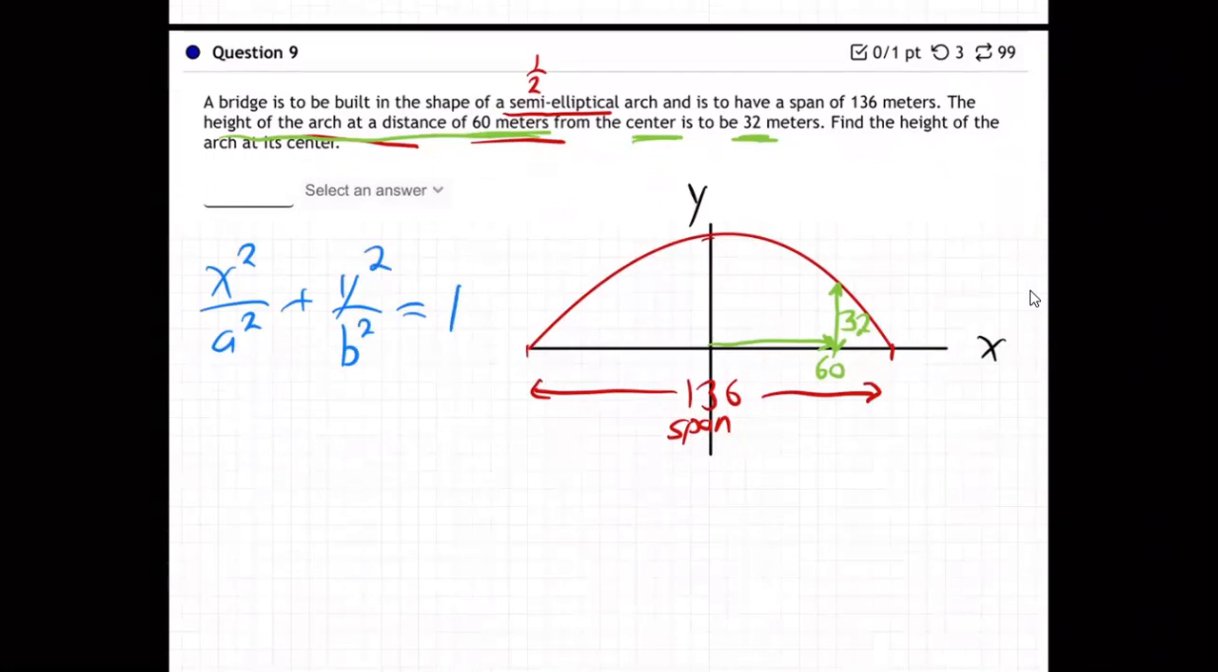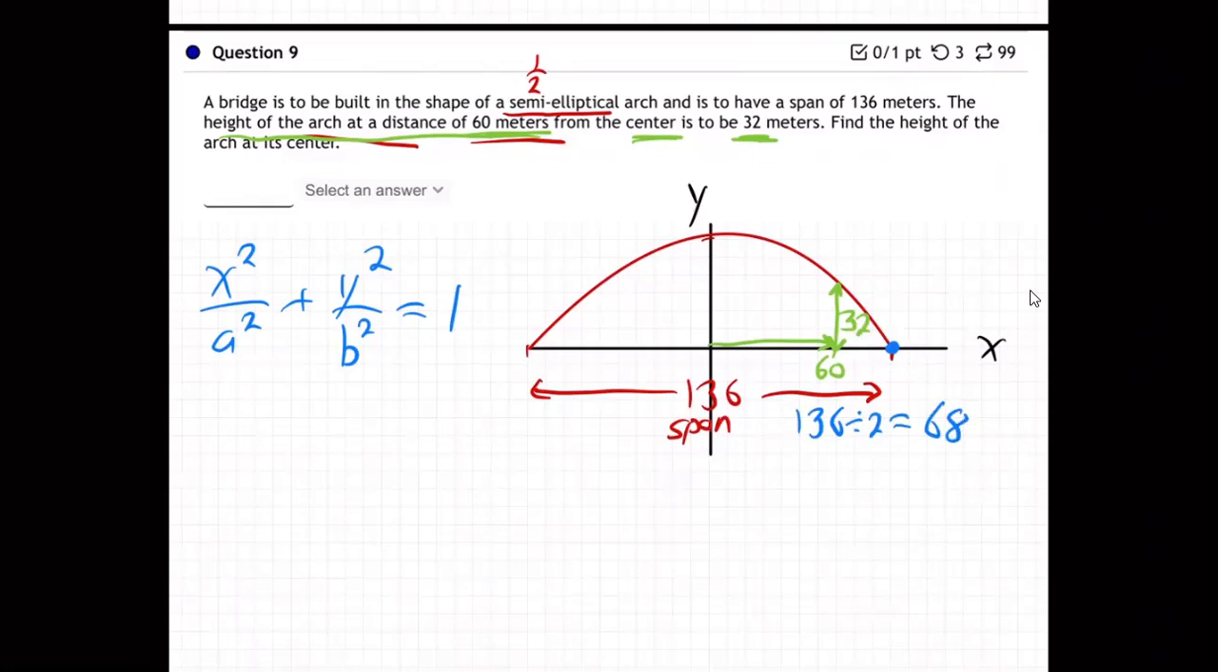That's the equation of the ellipse. That's the half ellipse equation. Okay, do we know anything at all about this? It's centered at the origin, so I'm just doing that. And now, we do know how far right it goes, don't we? We can take 136, divide by 2, calculator, get 68.